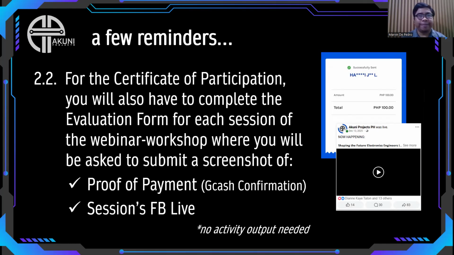Okay. Again, for one session only, they can avail it for 100 pesos. But to those who want to complete all four sessions and have a certificate on each, they can avail the four session bundle for 250 pesos. Okay. And of course, let us know if you need more clarification on this.